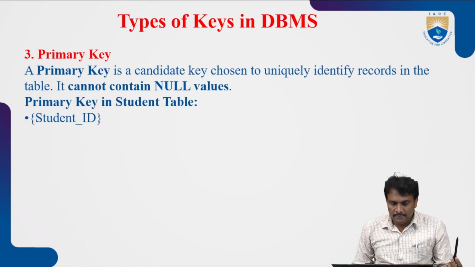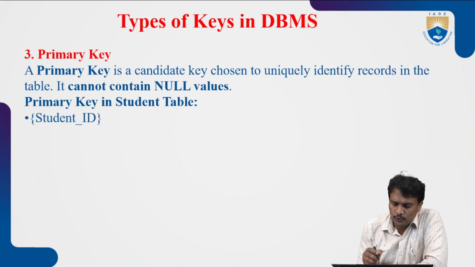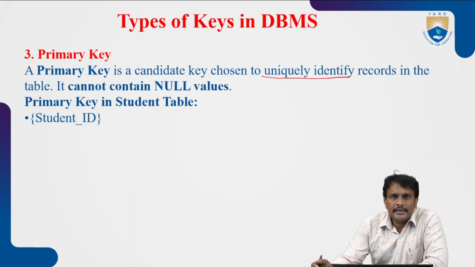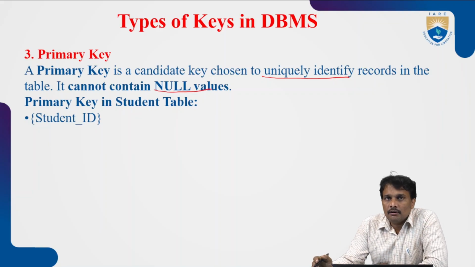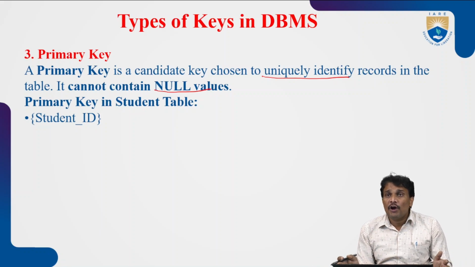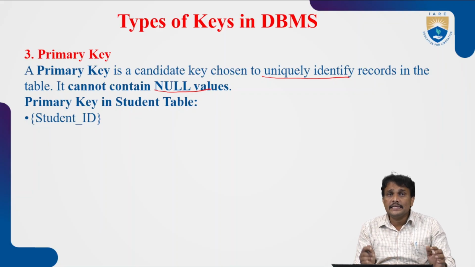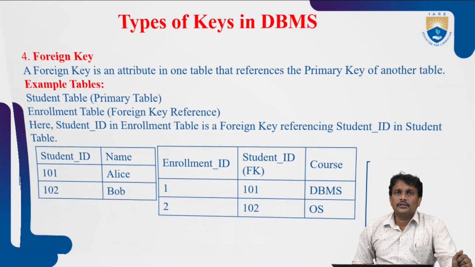And next one, primary key. A primary key is the candidate key chosen to uniquely identify records in the table. It cannot contain null values. Example, the primary key in the student table: student ID is the primary key, which uniquely identifies records in a table.